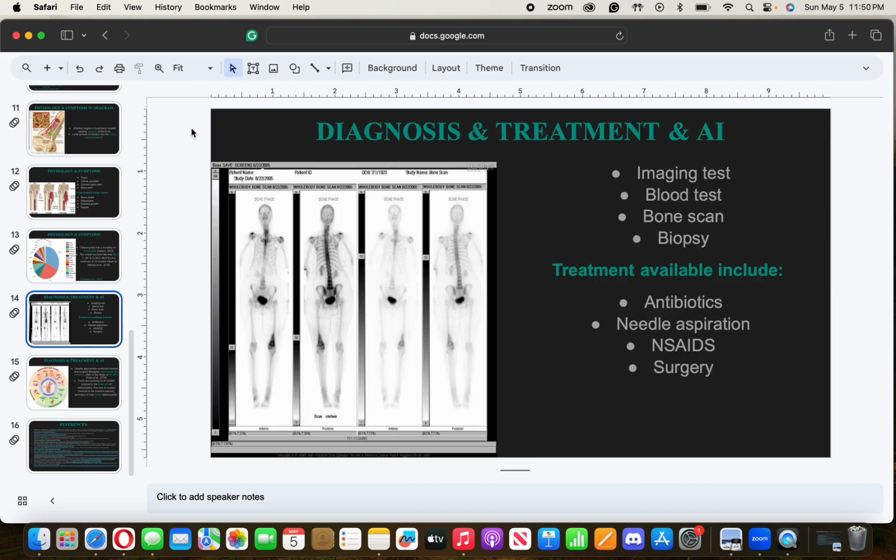Diagnosis, treatment, and artificial intelligence. So imaging tests, blood tests, bone scans, and biopsies are the usual method that osteomyelitis is diagnosed. Treatments available include antibiotics, needle aspiration, NSAIDs, and surgery, surgical interventions. And here you can see an image of osteomyelitis and what they would see in an x-ray.